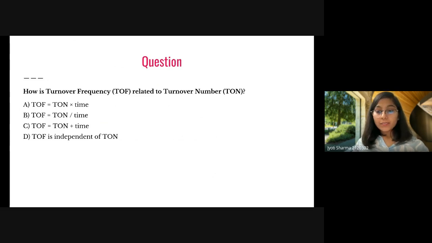There is a relationship between turnover frequency and the turnover number. What is the relation between these? The options: TOF is equal to TON multiplied by time. TOF is equal to TON divided by time. TOF is equal to TON plus time. And TOF is independent of TON. So how will you see the relationship between TOF and TON?